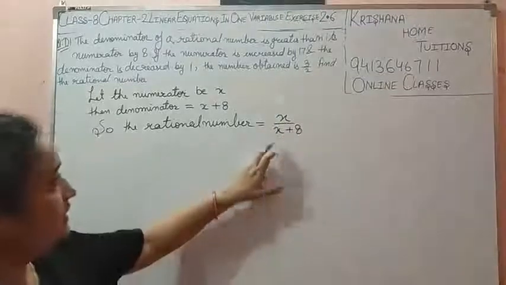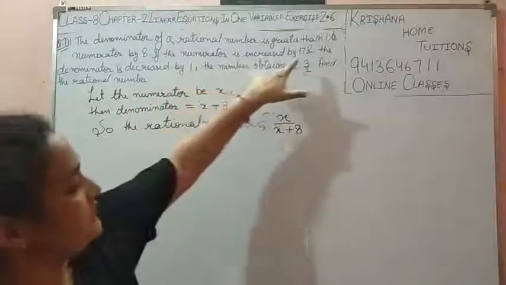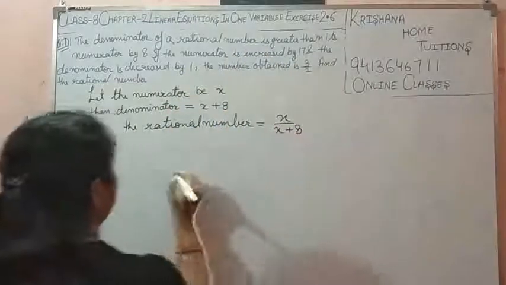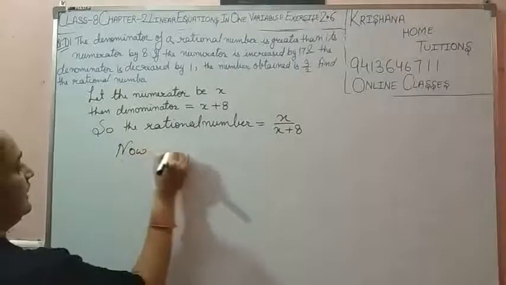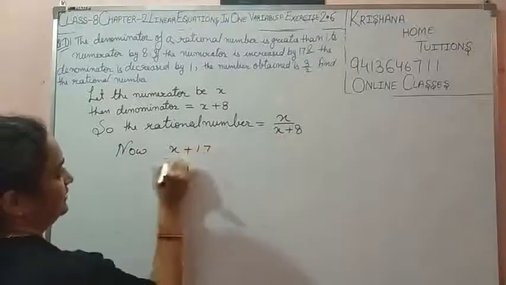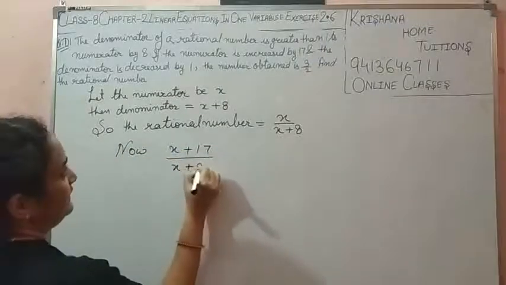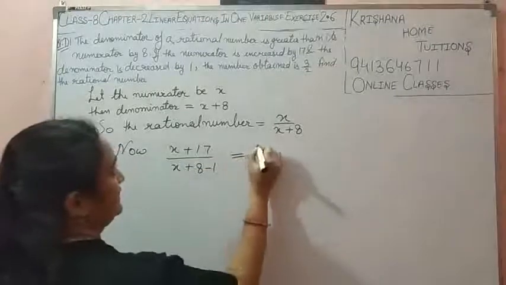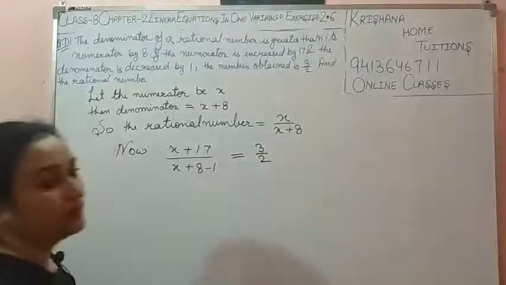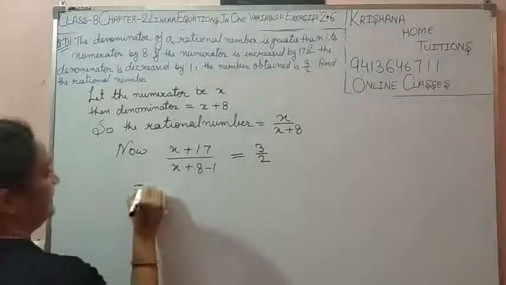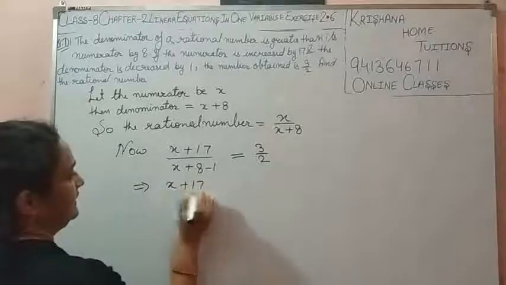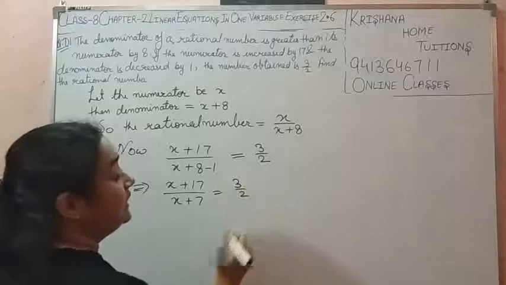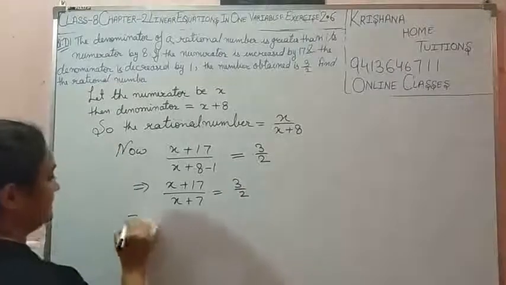In this rational number, the numerator is increased by 17. Means 17 is added to the numerator and 1 is subtracted from the denominator. This ratio will be equal to 3 upon 2. Now I can write it as x plus 17 upon x plus 7 is equal to 3 upon 2. Now we can cross multiply it and solve the equation.